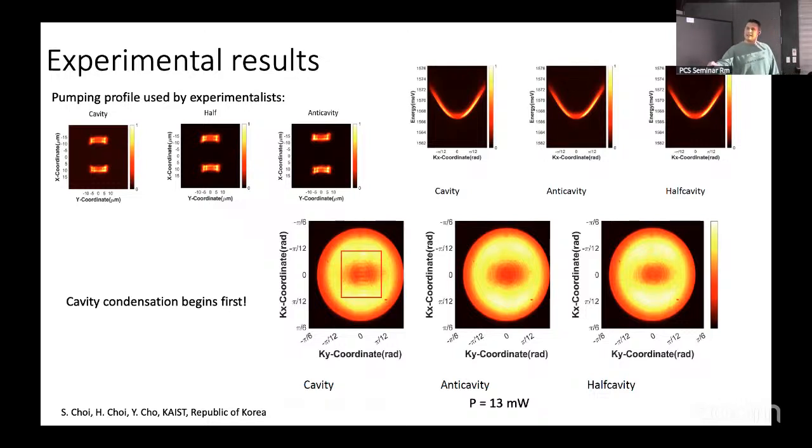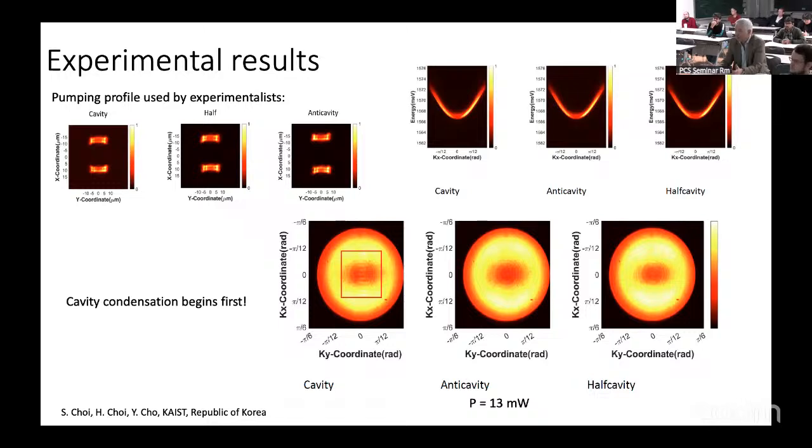And we see that condensation in gas space occurred first in the cavity, and for bigger powers in the anti-cavity or half cavity. How do you quantify the threshold at which condensation occurs? Yeah, it's about 13 milliwatts.